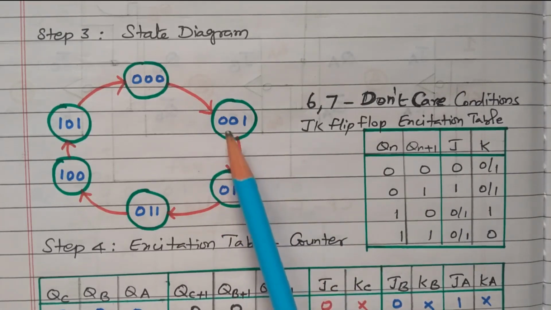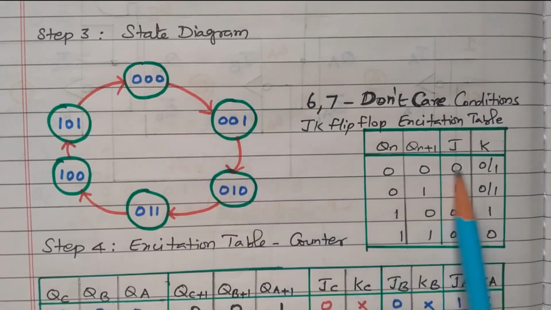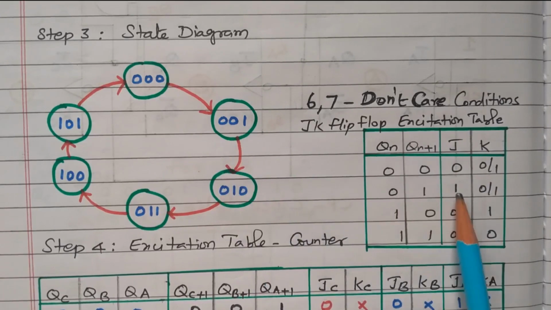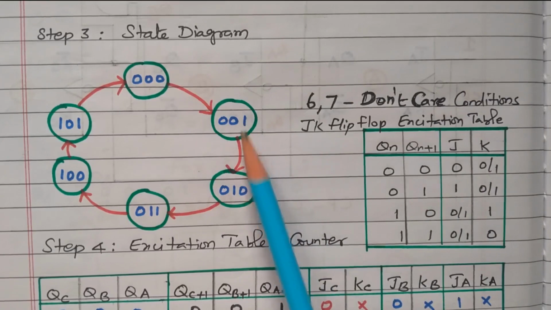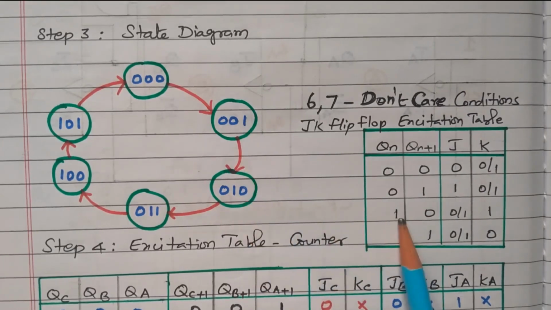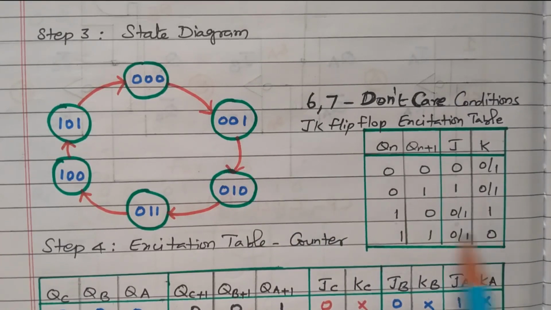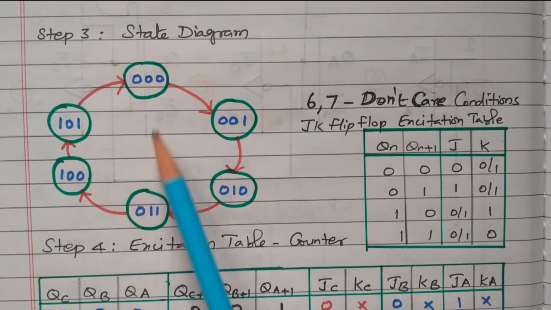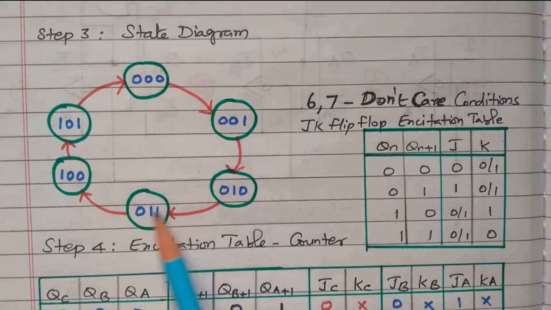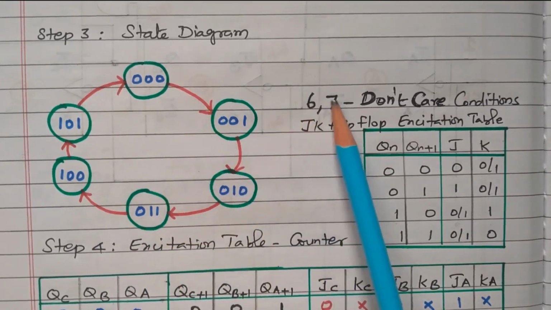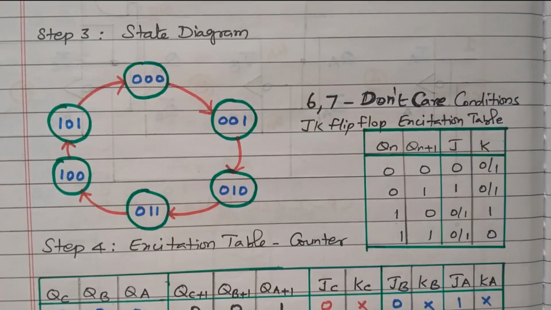Let's see one more. Here also 0 to 0 means 0 and X. Here 0 to 1, changed from 0 to 1, means J is 1, K is X. Then 1 to 0, the current state is 1, the next state is 0, means J may be X and K is 1, right. So like that we can identify all, right. So start from 0, it goes up to 6 combinations, again it will enter 0. The 6th and 7th positions are don't care conditions, right.